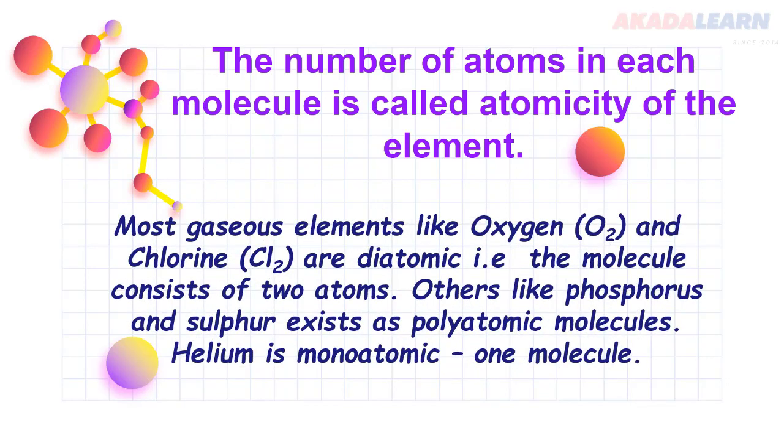Most gaseous elements like oxygen and chlorine are diatomic, that is, they consist of 2 atoms. Others, like phosphorus and sulfur, exist as polyatomic molecules, that is, they have 3 or more atoms. Helium is a monatomic molecule, that is, it comes with only 1 atom per molecule.